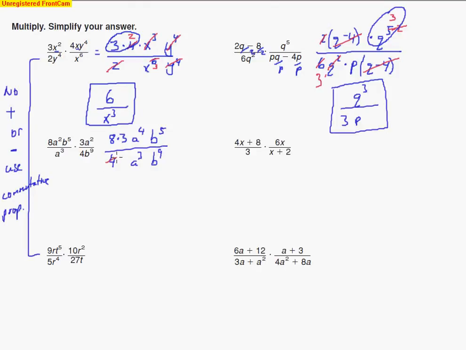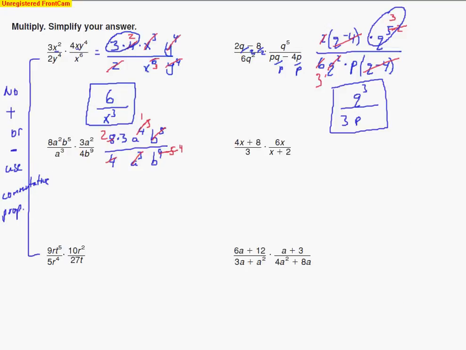So 4 goes into the 8 2 times. These 3 a's will cancel out 3 of the a's on top, leaving us with 1 a. These 5 b's will cancel out 5 b's on the bottom, leaving us with 4 b's. So let's go ahead and rewrite what we've got now.